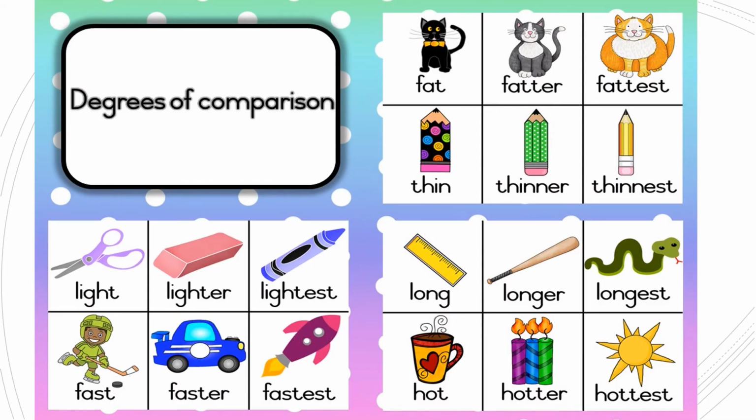Fat, fatter, fattest. Thin, thinner, thinnest. This is degrees of comparison. Light, lighter, lightest. Fast, faster, fastest. Long, longer, longest. Hot, hotter, hottest.